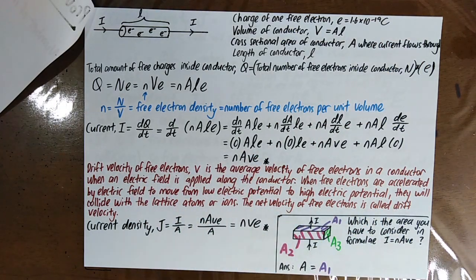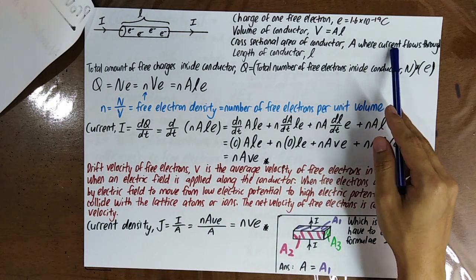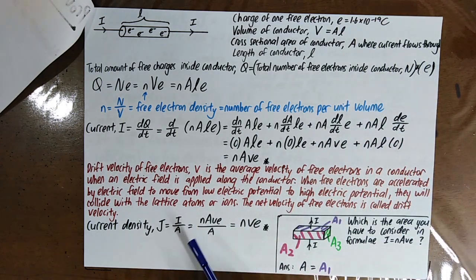Current density is equal to current divided by area, where the area is the area that the current flows through. So J equals nAve divided by A. The A cancels out, and you are only left with nve. So the expression for J is nve.